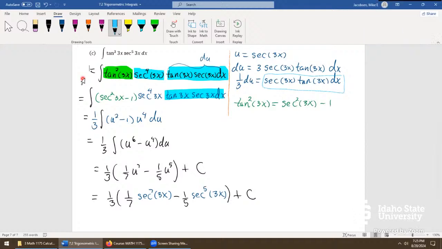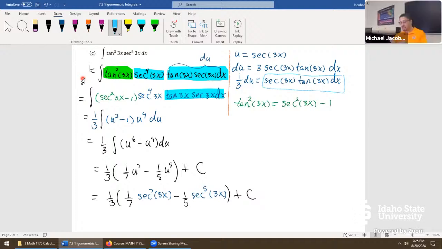Okay. As we go through, are we also going to have to remember these identities? Yes, we do need to know the identities, such as the fact that tangent squared at 3x turns into this one right here. So those are pretty common identities we have to memorize.